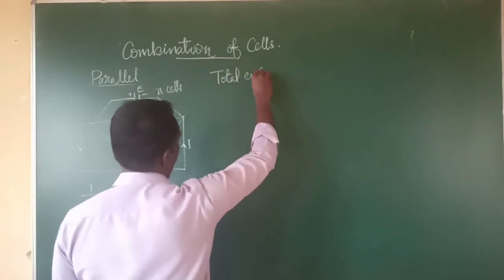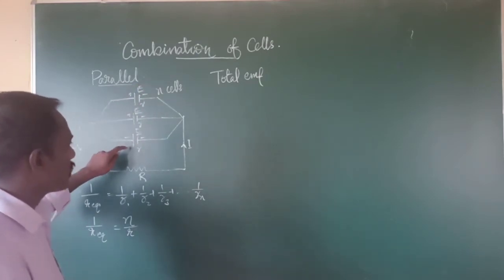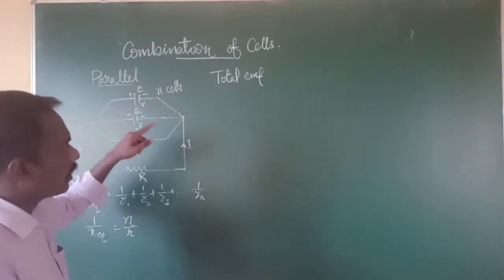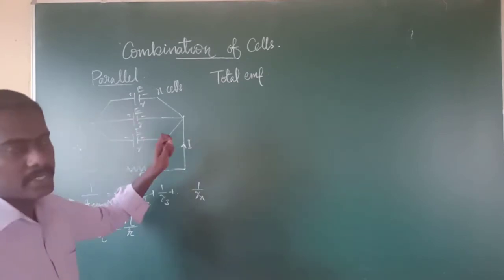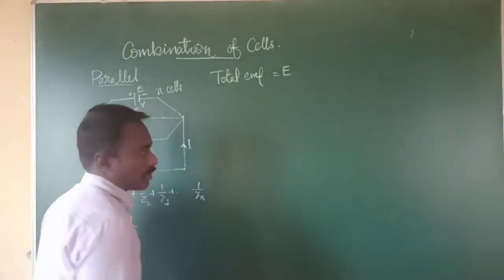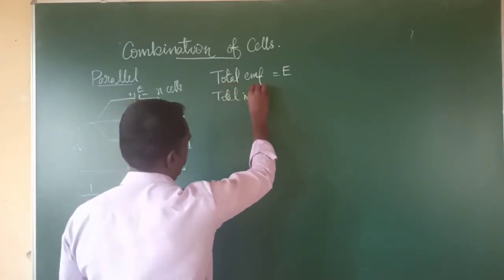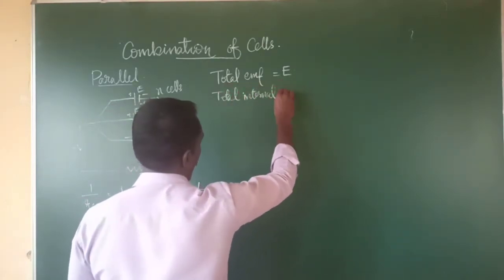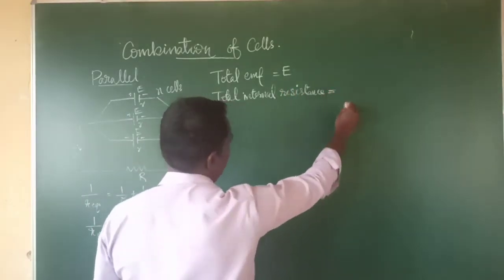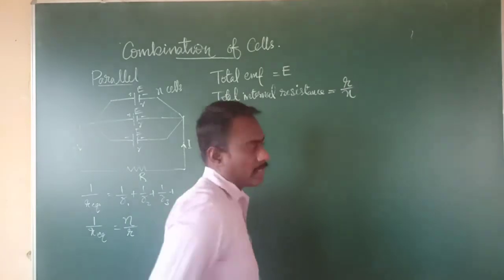What will be the total EMF? Since all these cells are identical, they have the same EMF. Since all these cells are connected parallelly, the total EMF will be equal to the EMF of a single cell, that is E. And then what will be the total internal resistance? The total internal resistance will be R divided by N.